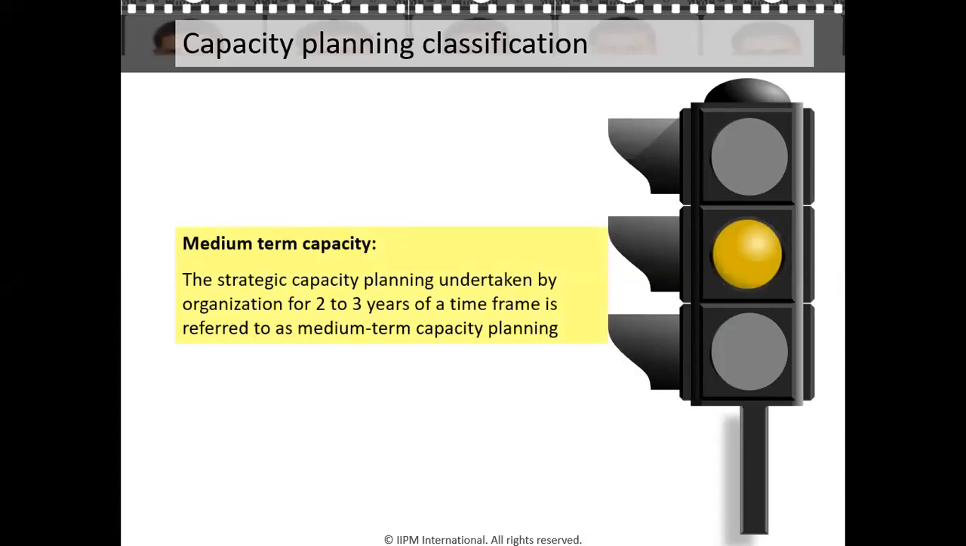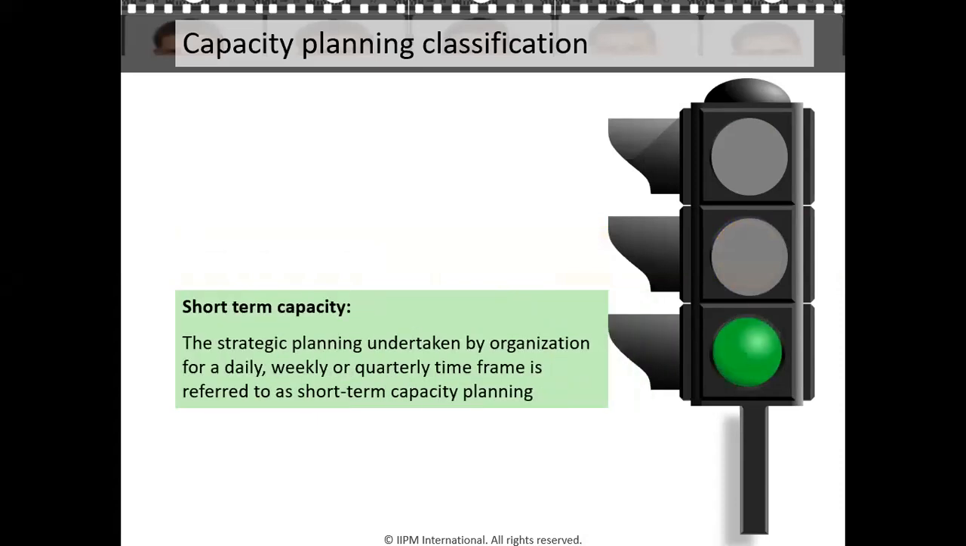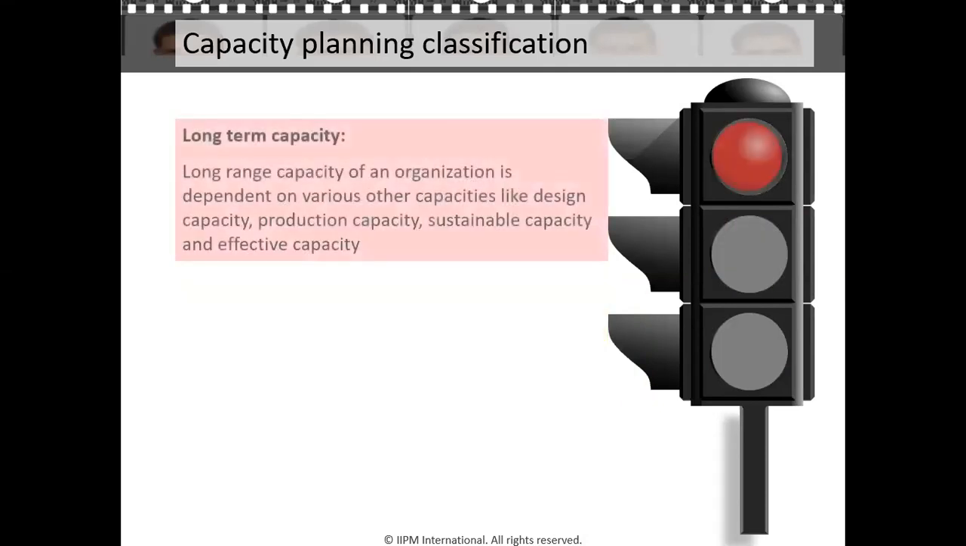For the medium term, it is the strategic capacity planning undertaken by an organization for a 2 to 3 year time frame. The strategic capacity planning undertaken by an organization for 2 to 3 years is referred to as medium-term capacity planning. Then you have the short-term: the strategic planning undertaken by an organization for a daily, weekly, or quarterly time frame is referred to as short-term. Now, if you notice, the long-term capacity planning was not given any specified time.